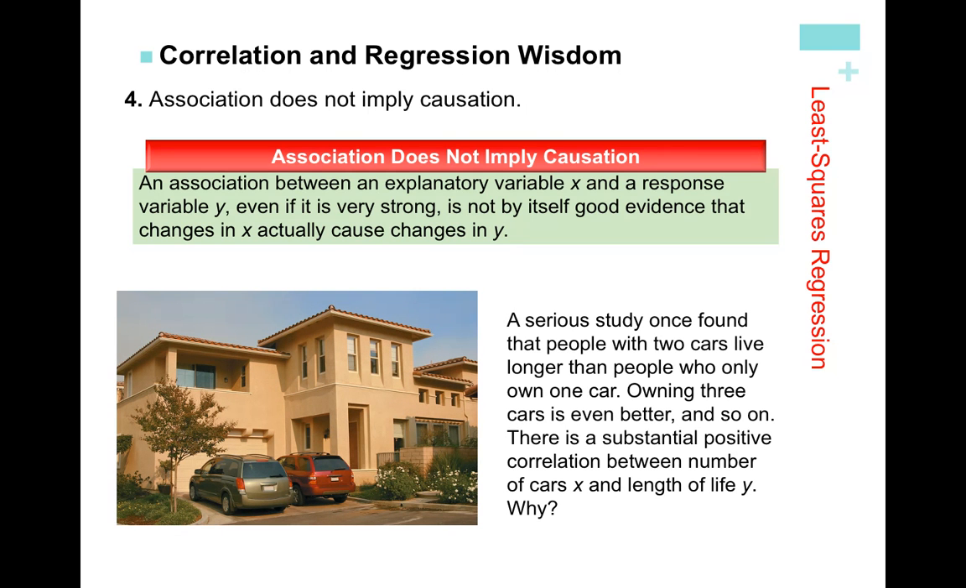So here's an example that makes it clear how we can have a strong association, but not necessarily one thing causing another. Here they're showing in this study, people with 2 cars live longer than people with 1 car. 3 cars live even longer. So they're saying that there's a very high correlation between the number of cars and life expectancy. But it would be silly for us to think that if we want to live longer, we should just go out and buy more vehicles. There are other variables at play there. Those individuals that have the income to purchase more cars probably also have better access to healthcare and other things that are helping them live longer.